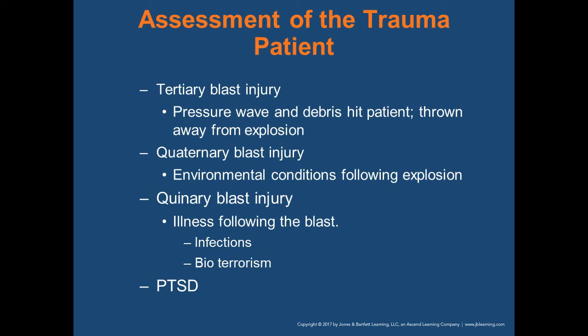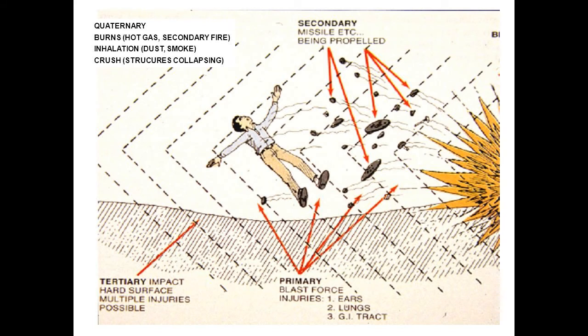And then we have the quaternary, which is the environmental conditions, the heat wave and the explosive gases that are involved to create the environment of injury. And then we have the quinary, and this is the illnesses following the blast, such things as infections, bioterrorism, dispersals of pathogens. And then lastly, we do have our post-traumatic stress disorder issues that come from these blasts. In a nutshell, you've got your primary blast, which throws the person away by the pressure wave.